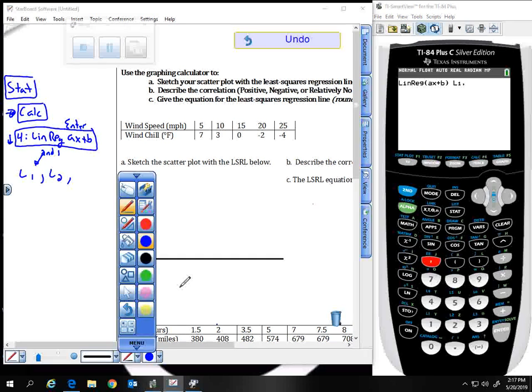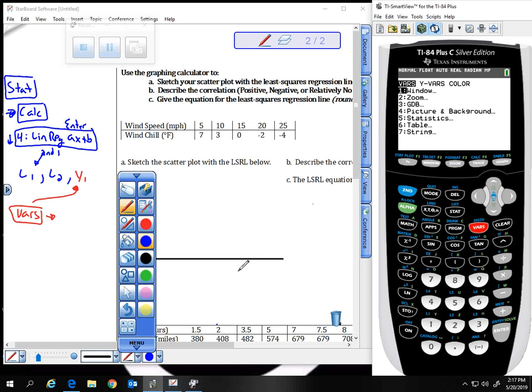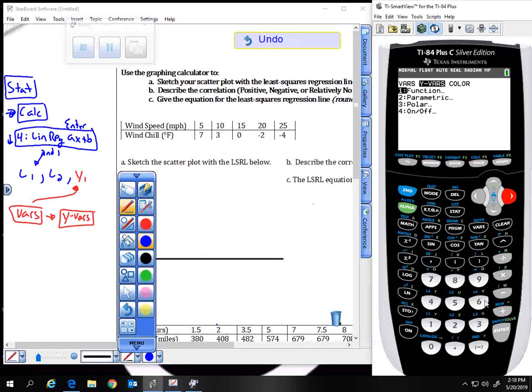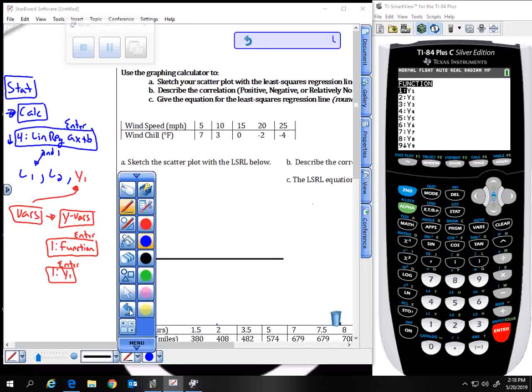Then I'm going to put L2 in there, and a comma. Next thing I'm going to do is put the Y1 in there, and how you're going to do that is you are going to go to variables or vars. You're going to scroll over to Y variables or Y vars. You're going to hit enter for function number 1, function. You're going to hit enter for Y1, the first line, and so that's what's going to be on your screen.